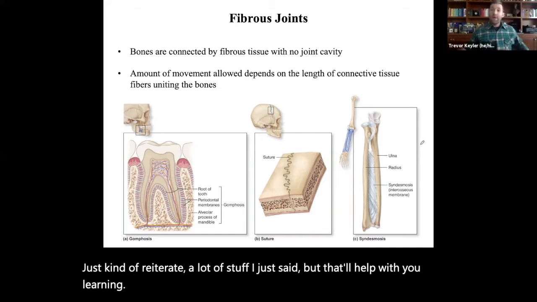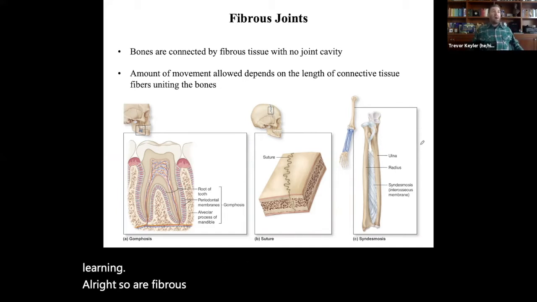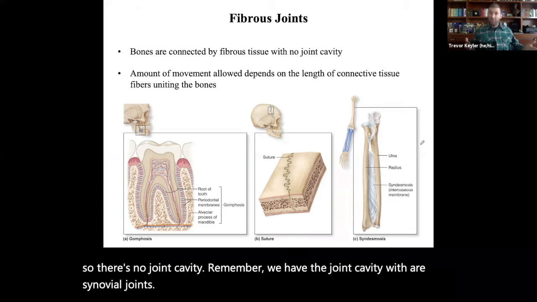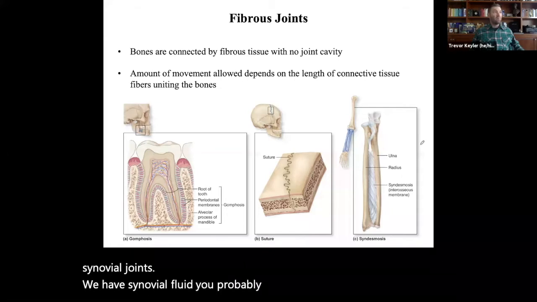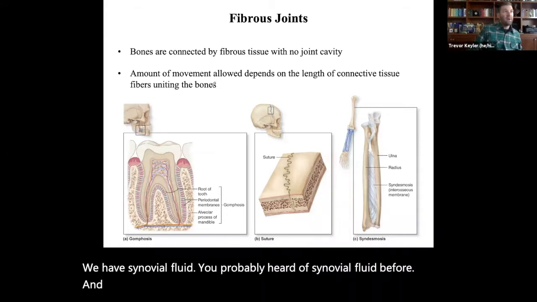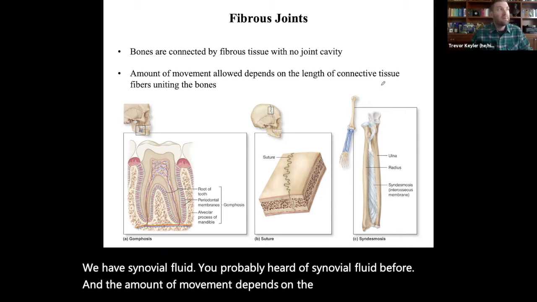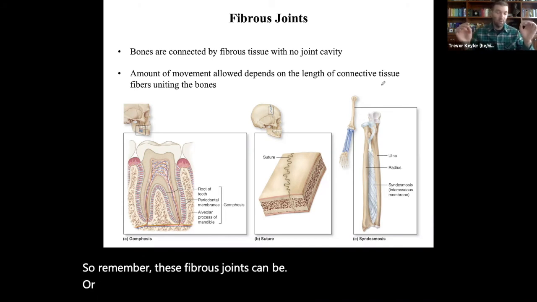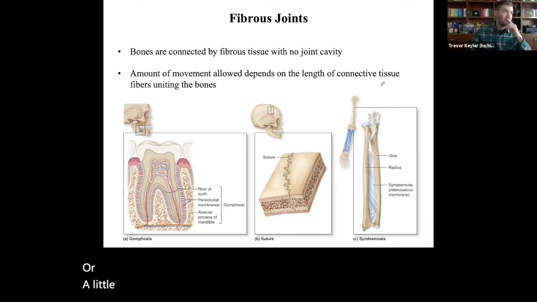All right, so our fibrous joints, these bones are connected by fibrous tissue. So there's no joint cavity. So remember, we have the joint cavity with our synovial joints. We have synovial fluid. You've probably heard of synovial fluid before. And the amount of movement depends on the length of connective tissue. So remember, these fibrous joints can be immobile or a little movement, amphiarthrosis.